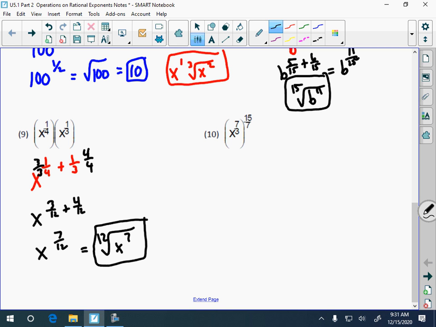All right, 10. Here we have an exponent raised to an exponent, so that means we're multiplying. So we're multiplying fractions. Now, since we're multiplying fractions, we can cross cancel. So I could cancel the 7s, become 1. I could cross cancel the 3 and the 15, make that a 5. So now when I multiply across, I'm going to get x to the 5 over 1. That's the same as just x to the fifth. All right, and that's all you do.